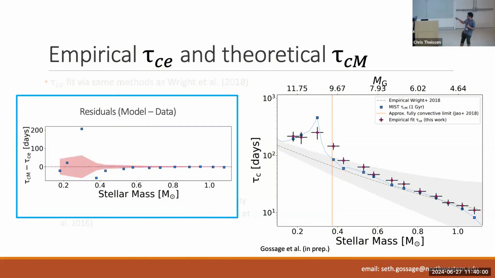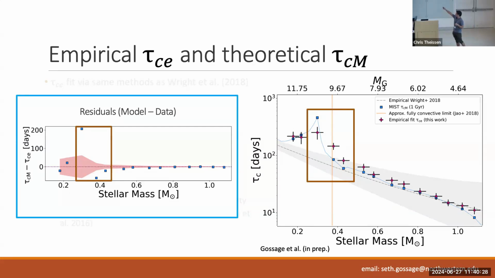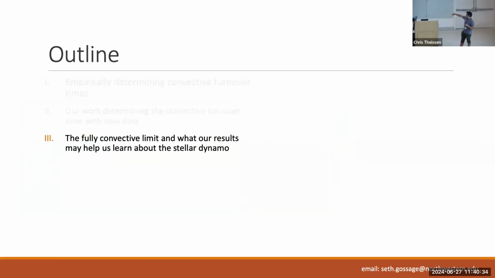So if I plot the residuals here, you can see that for the partially convective stars, we do pretty well. The red shaded region here represents the error bars on our empirical data. And I'm showing here the residuals of the model convective turnover times minus the data. We run into trouble really around this fully convective limit. So I want to focus more now on this fully convective limit and what we think we can learn here, and what's happening here and causing both this new feature, this spike, and also understanding a bit more what's happening in the stars, perhaps. So focusing on this fully convective limit and what we can learn about the dynamo from our results.